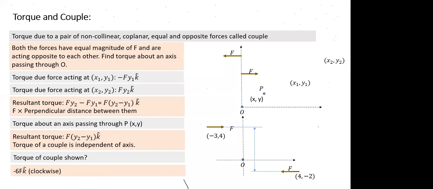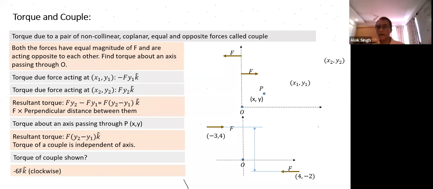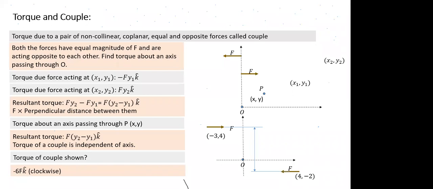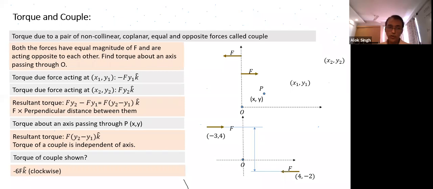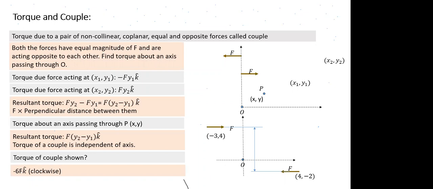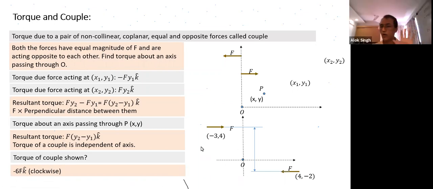It's simple. It's 6. But which way is it trying to rotate? Suppose it's a wheel and we apply forces like this. Is it clockwise or anti-clockwise? Clockwise. That's why the minus sign. So the magnitude is 6 times F, minus is the direction, and we get the torque. It's not difficult at all.